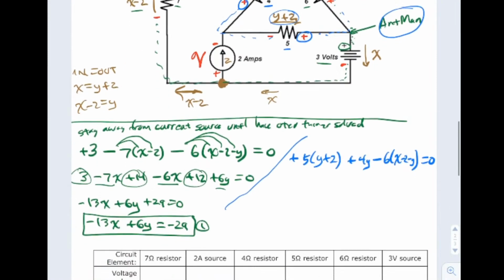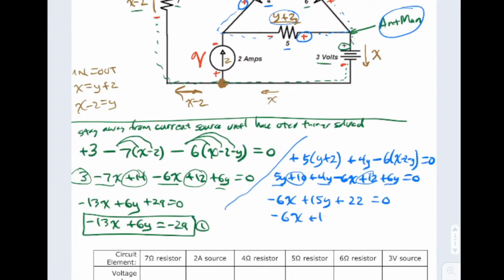So now we clean this one up. Distributing: 5y plus 10 plus 4y minus 6x plus 12 plus 6y, all equals 0. Grab all my x terms. There's only one of them, negative 6x. Grab all my y terms, put them together. 5 and 4 is 9, plus 6 is 15. And then my constants, plus 10, plus 12 is a plus 22. And just to tidy this up a little bit more, I'll subtract the 22 on both sides. I got the x term, I got the y term, I got equals the constant.